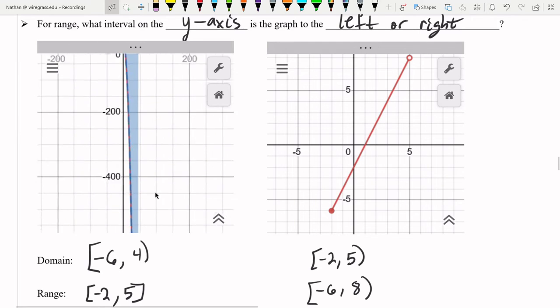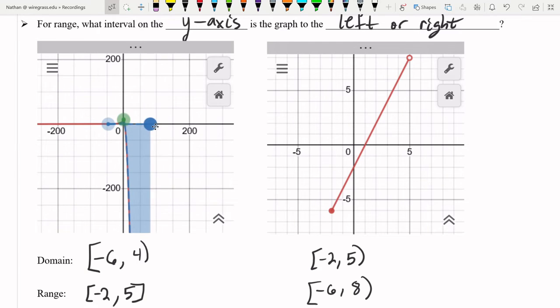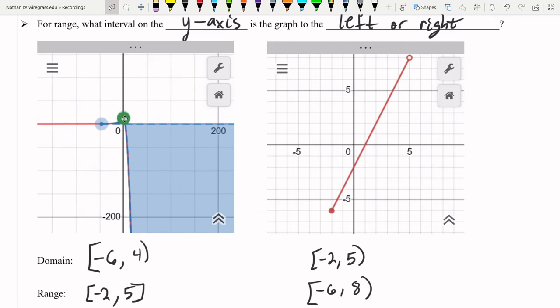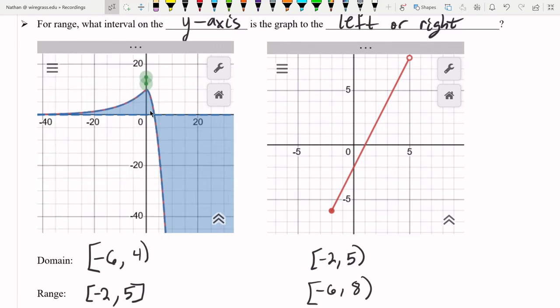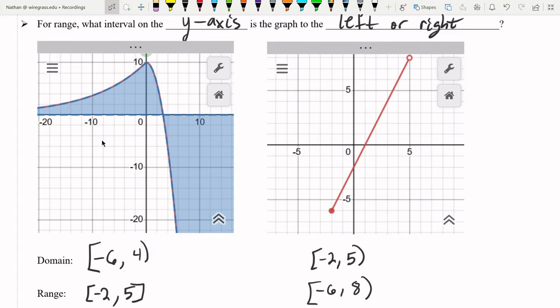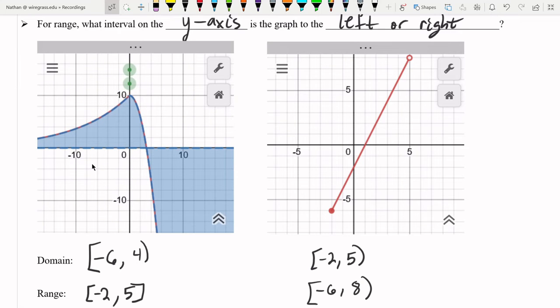And I can keep pulling it out. All of this stuff is covered in the domain. So actually, it just keeps going on to the left and to the right indefinitely. That means the domain for this relation is -infinity to infinity. It's the entire real number line.